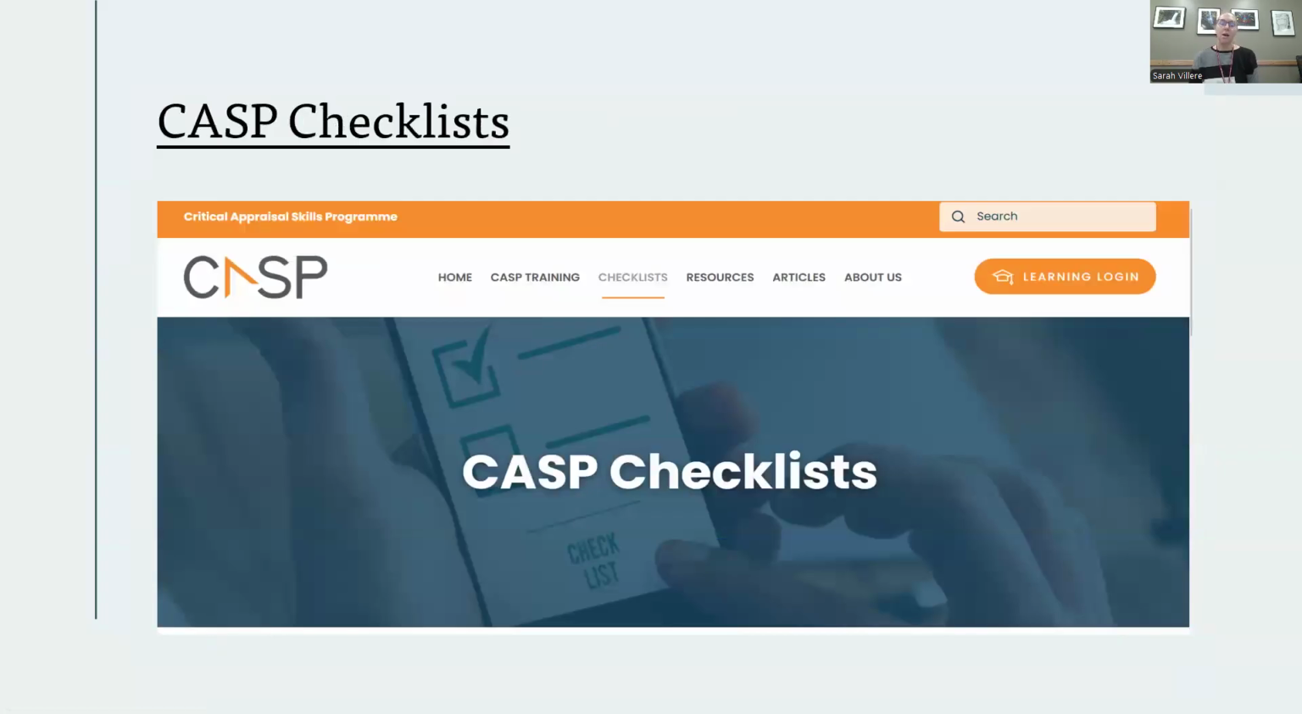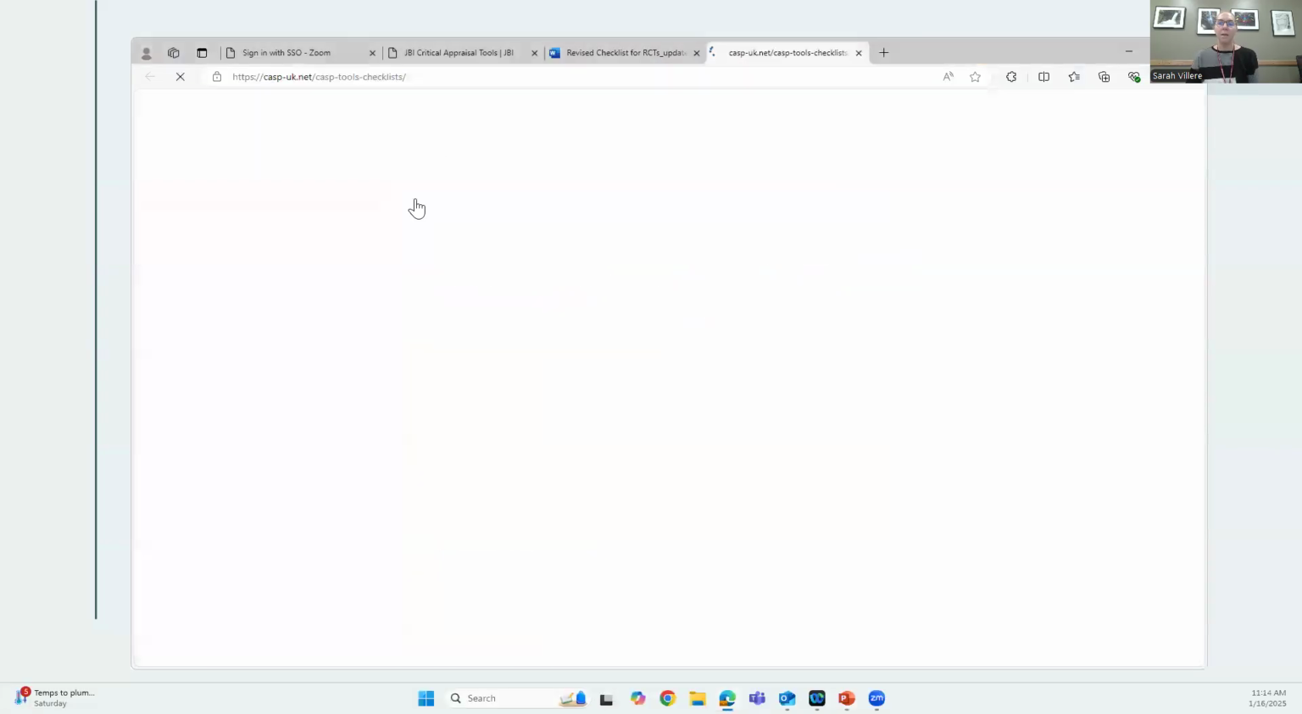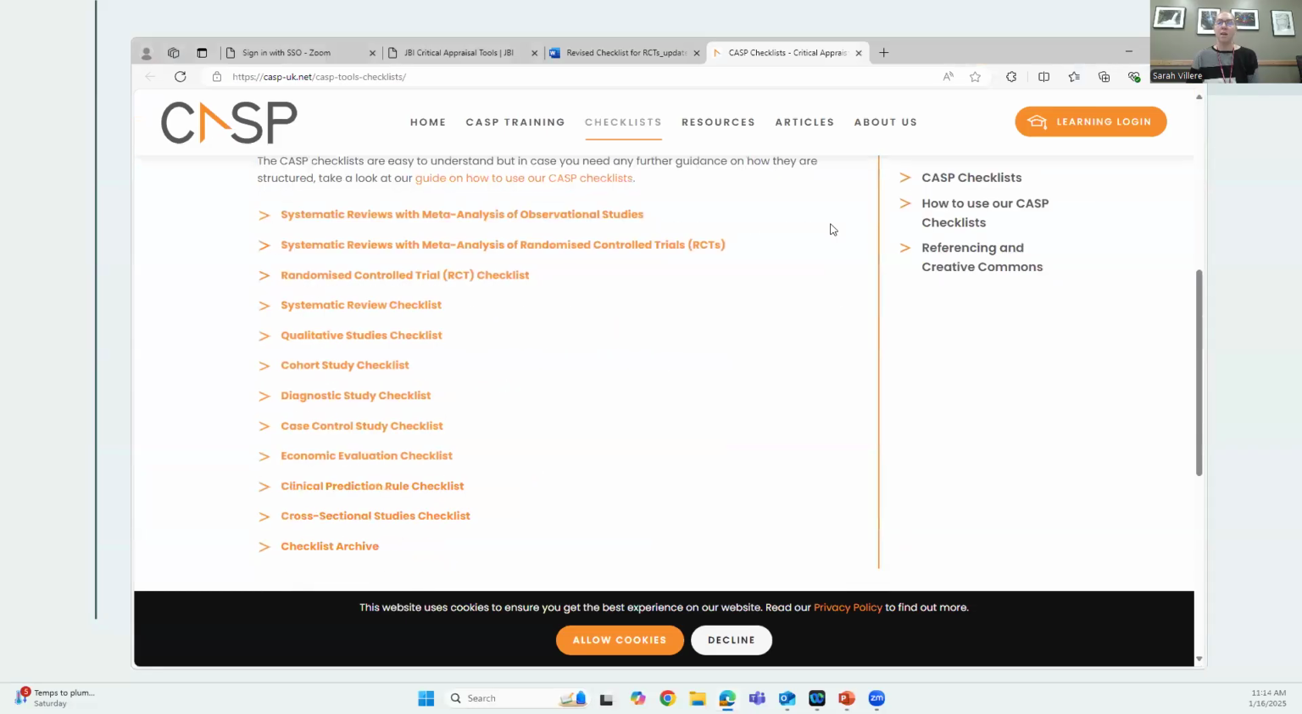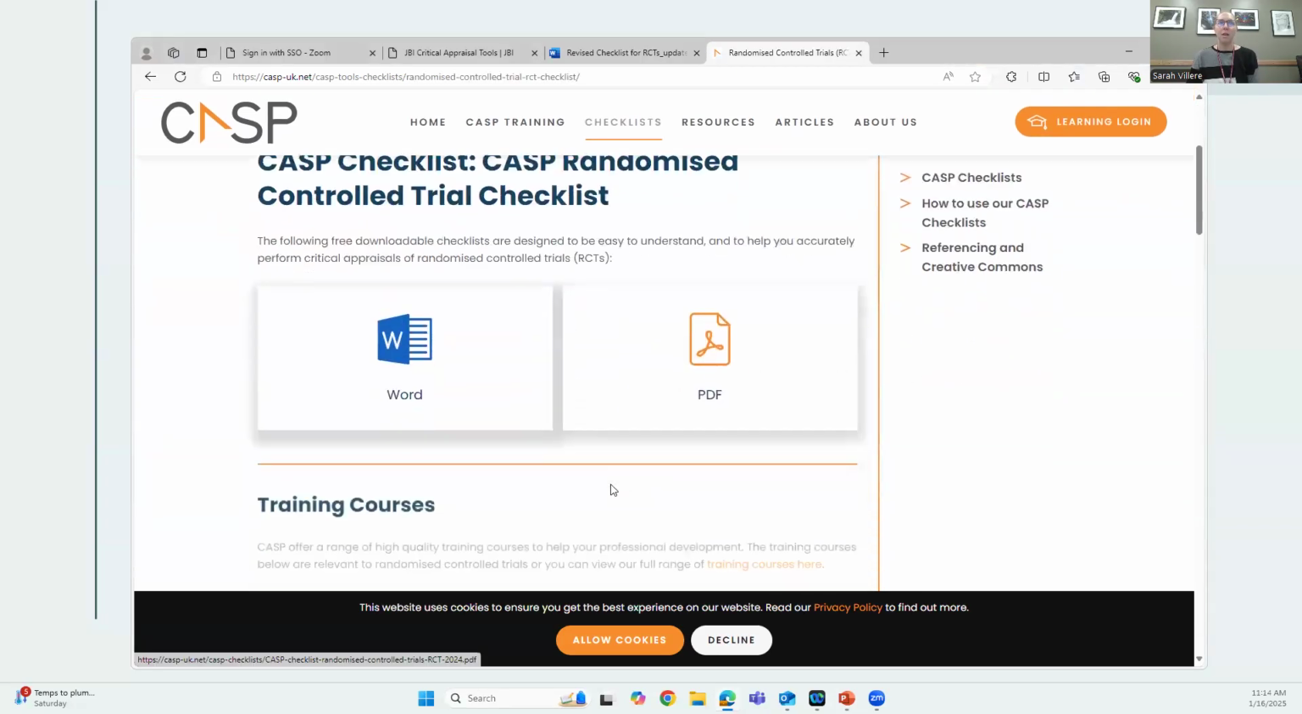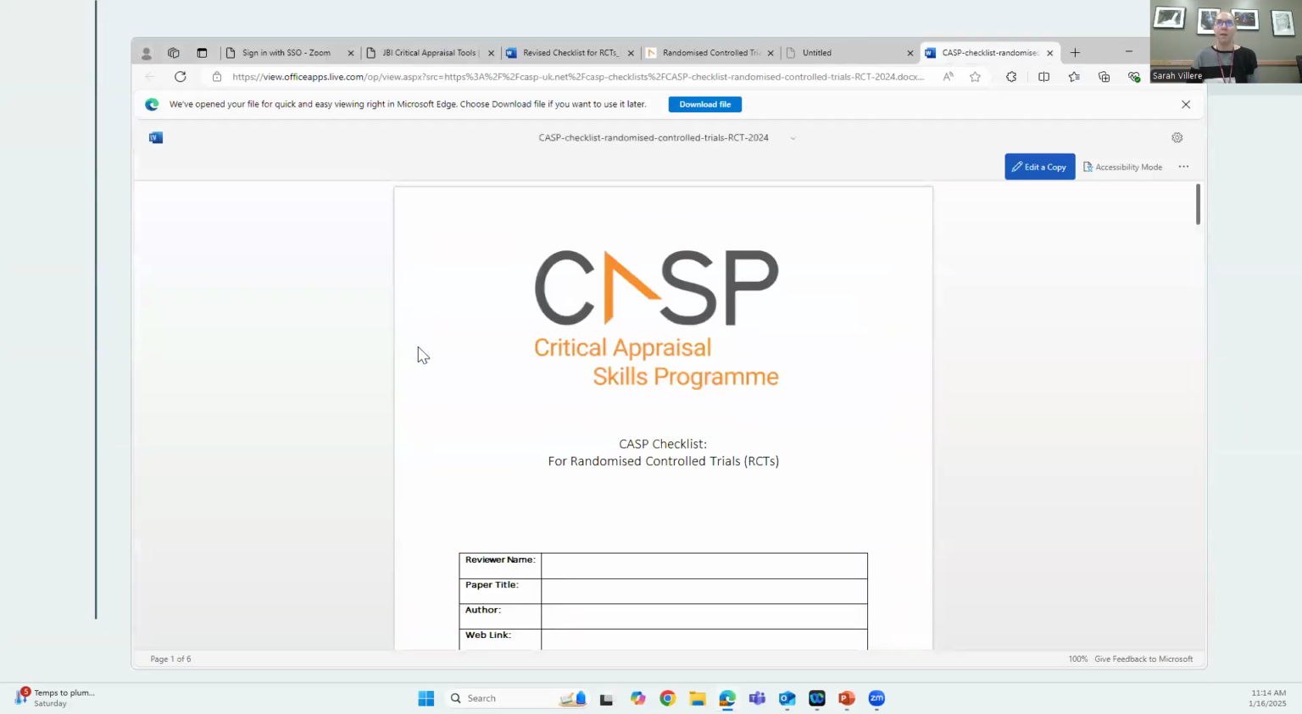So the next checklist that I want to show you is through CASP, the Critical Appraisal Skills Program. This has 11 different checklists, and it's one of the most commonly used tools for health-related evidence appraisal. So if we go to their webpage, again, you scroll down and can see a list of the checklists that they have available to download for free. I am going to click on the randomized controlled trial checklist. I'll pull up a Word document just so that we can see what that looks like compared to the JBI.